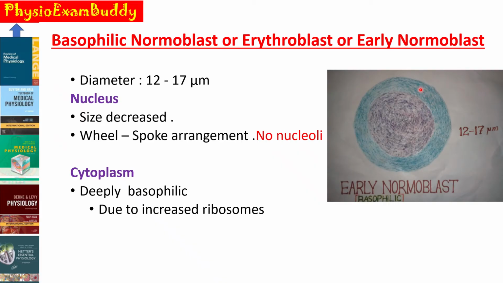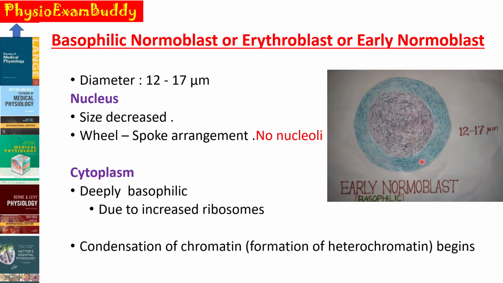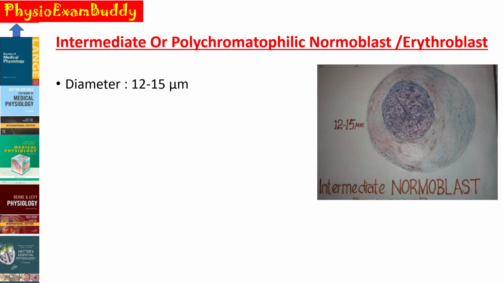There is a cytoplasm around the nucleus which is deeply basophilic, mainly because of the increased amount of ribosomes. That also you have to shade using a light blue color pencil. The condensation of the chromatin, that is the formation of heterochromatin, begins at this basophilic normoblastic or early normoblastic phase. That is one of the importance of this stage of erythropoiesis. And from the basophilic erythroblast arises the intermediate or polychromatophilic normoblast or erythroblast.